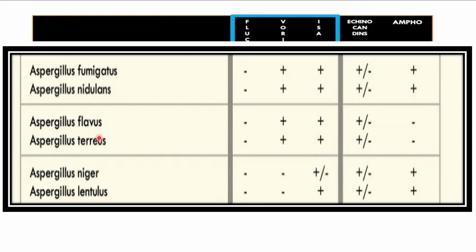But flavus and terreus do not work with amphotericin B. Whereas fumigatus and nidulans work with amphotericin, and niger and lentulus can be treated with amphotericin. Echinocandins are basically not fungicidal and do not kill the Aspergillus fungus. So voriconazole becomes the first line. When you suspect niger, go for isavuconazole or amphotericin B; otherwise, voriconazole is the first line.